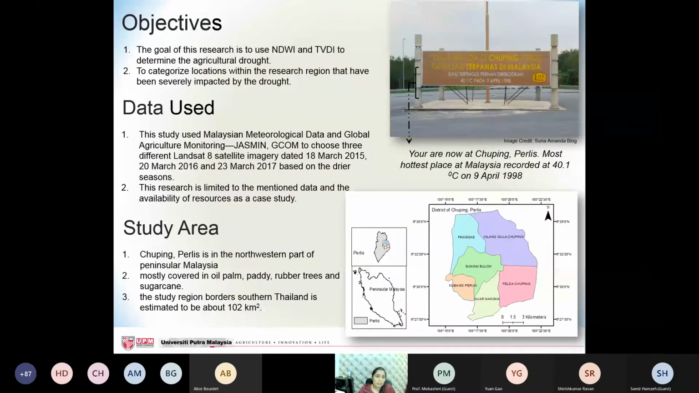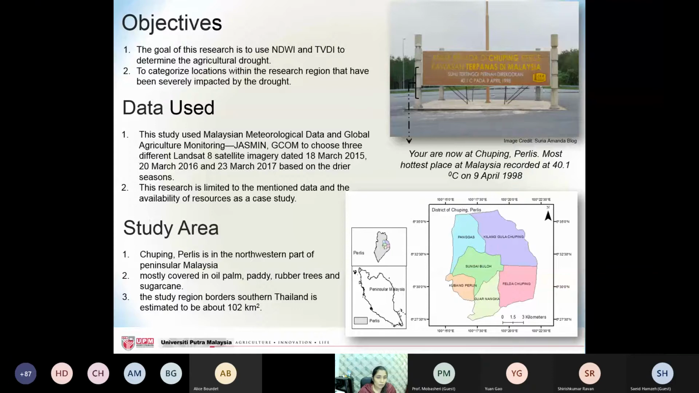The objectives of using these indices were to determine the agricultural drought, to see how both indices behaved in this study area, and also to see if we can separate the agricultural drought prone area by severity, or segment them into classes.